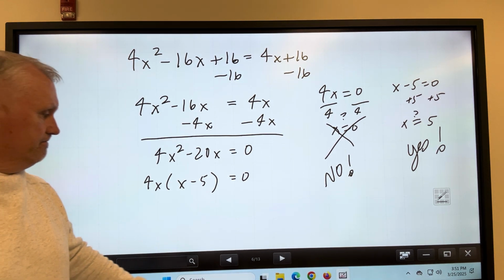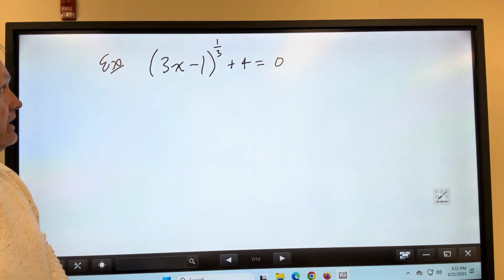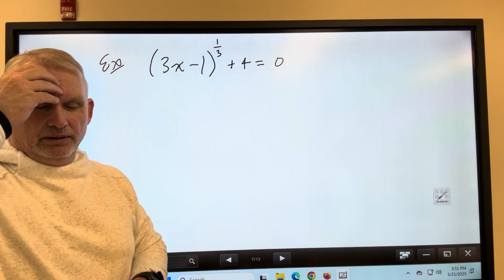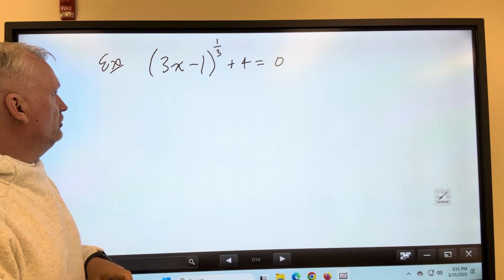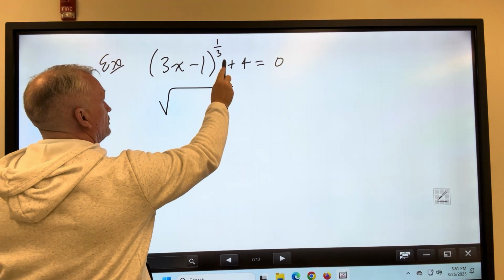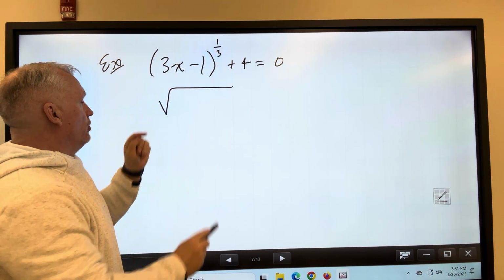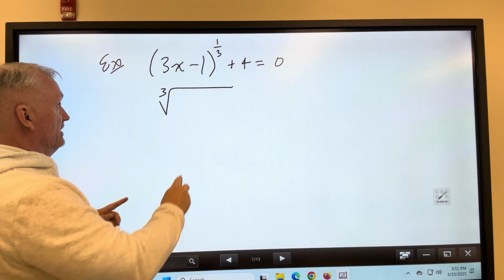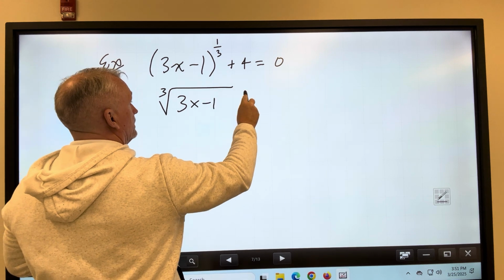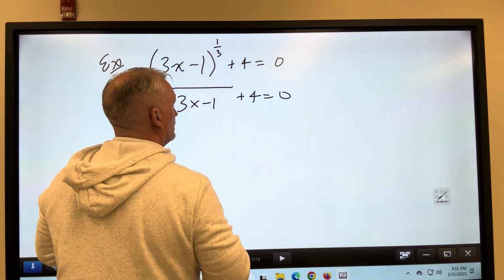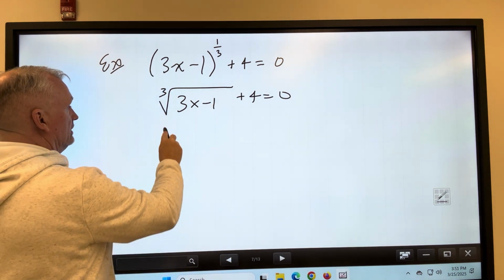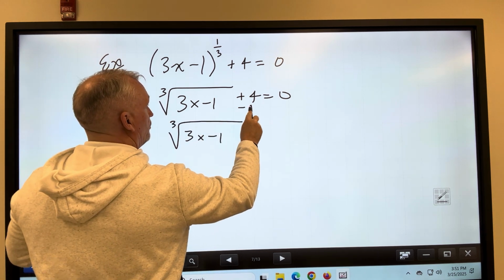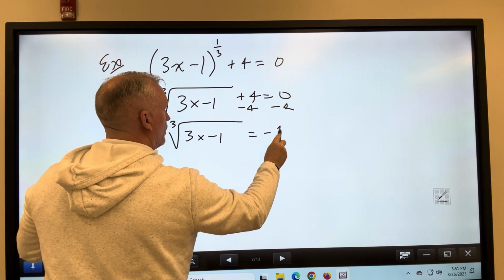And one last one. Oh, now it gives you this exponent. But that exponent is a radical. So I'm just going to change this to say this is, remember, the denominator is always what this radical sign is, that nth root of this thing, which is 3. Isolate. Subtract 4 equals negative 4.